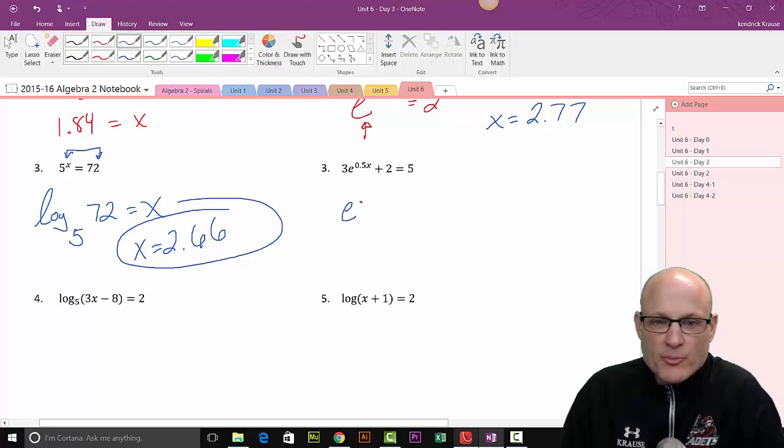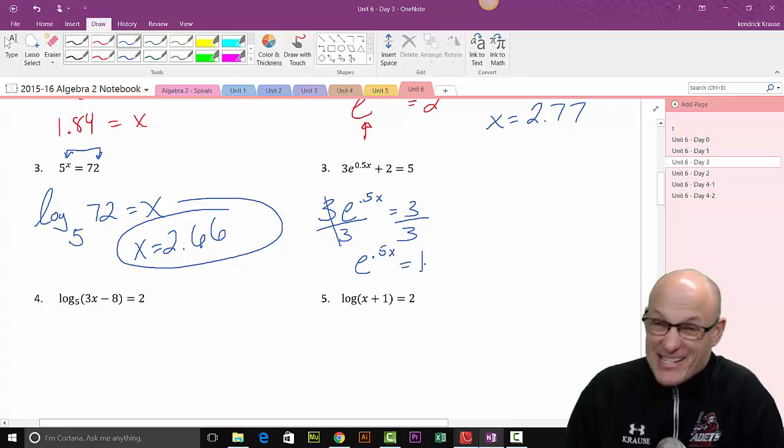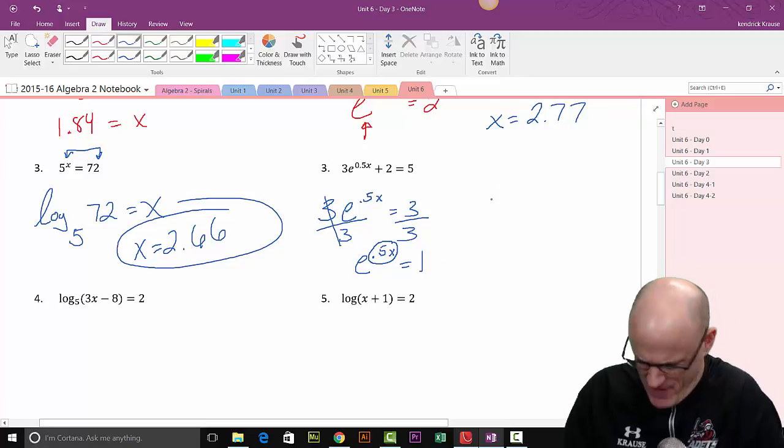All right, get the weird thing alone. e to the 0.5x equals 3. Oh, 3e. Divide by 3, and I get e to the 0.5x equals 1. Now, at this point, you really ought to know that this has to be 0, because anything raised to the zero power is 1. But let's say you didn't and you wanted to change the base.